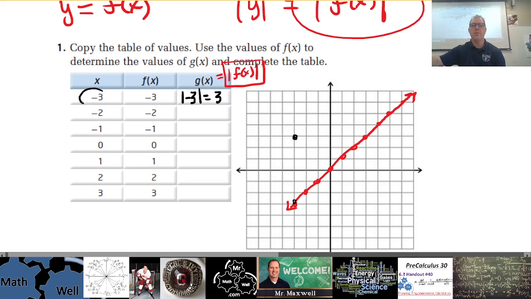I have the same x value, and again, I'm not concerned with changing the x values, I'm concerned with changing the y values on absolute value functions. So the absolute value of negative 2 becomes positive 2, so that's that one there. The absolute value of negative 1 becomes positive 1, so that's there. Now, what's the absolute value of 0? 0. Yeah, it still remains 0, so that's the same. What's the absolute value of 1? 1. So right there, absolute value of 2 is 2.